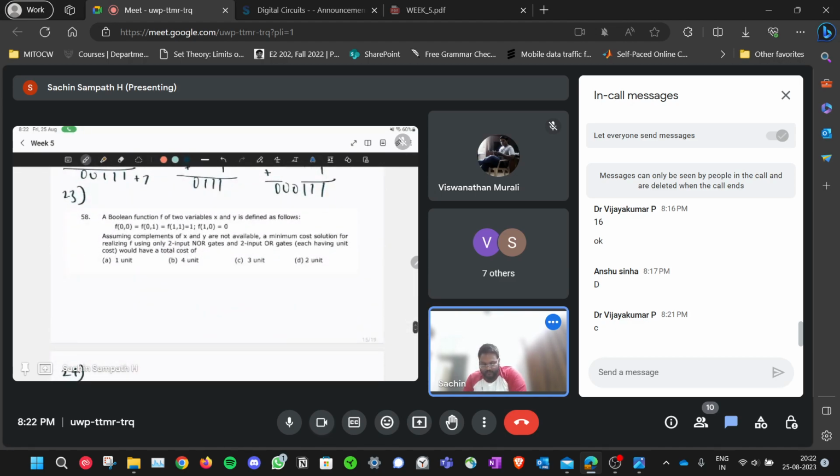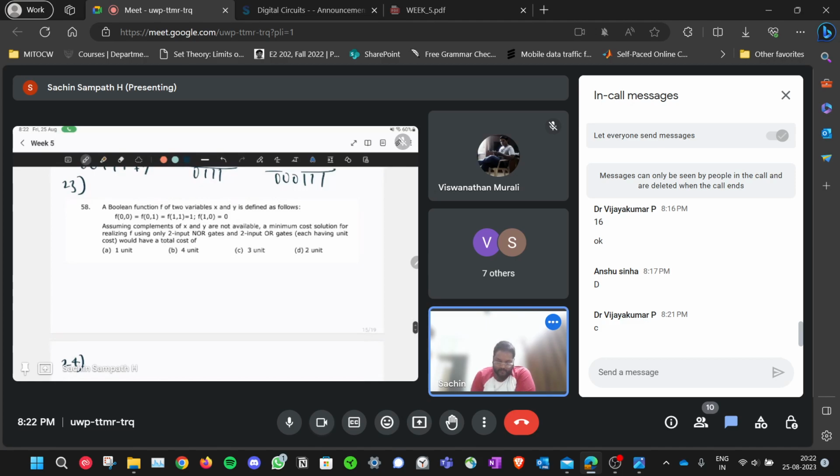Okay. You have a Boolean function f of 2 variables x and y, defined as f of 0 0 is equal to f of 0 1 is equal to f of 1 1 equals 1, and f of 1 0 is 0. Assuming complements of x and y are not available, so if you want to get x bar and y bar, you have to use a gate to get it. Find a minimum cost solution for realizing f using only two input NOR gates and two input OR gates.